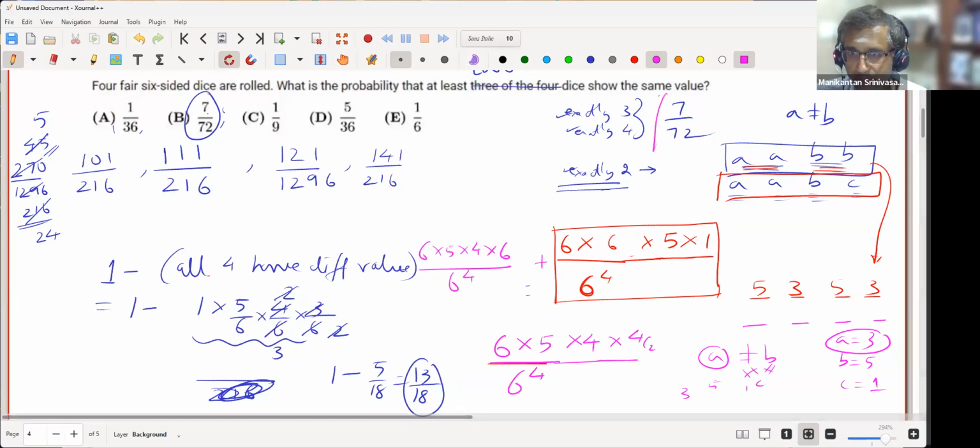So what are we going to do? We are going to do 7 by 72, which we already did, and then we are going to add this number and see whether we get the same answer. So first, let's simplify as best as possible. So 6 into 6 is 36. So this is 6 square. 6, 6 cancels, 6 square.